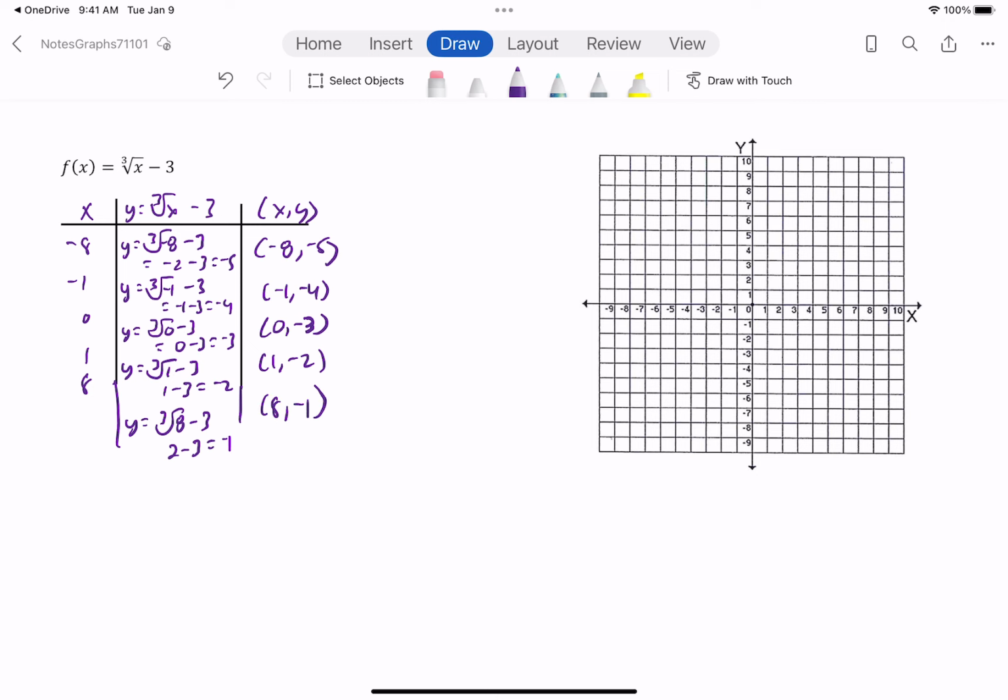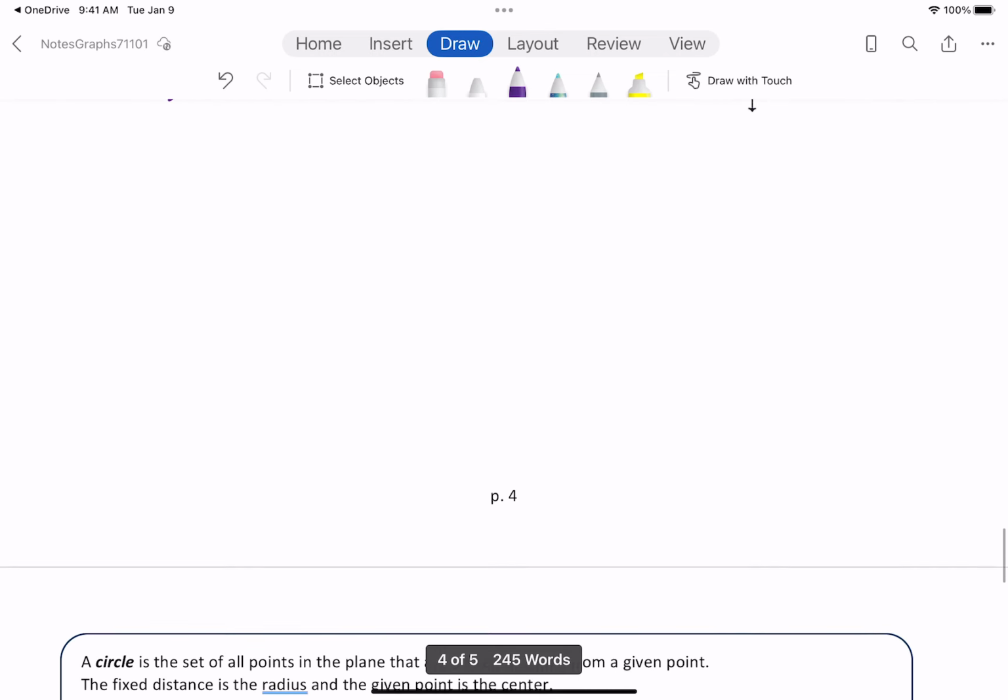And then if we graph, we got negative 8, negative 5, negative 1, negative 4, 0, negative 3, 1, negative 2, and 8, negative 1. And then we just combine them again. All right.